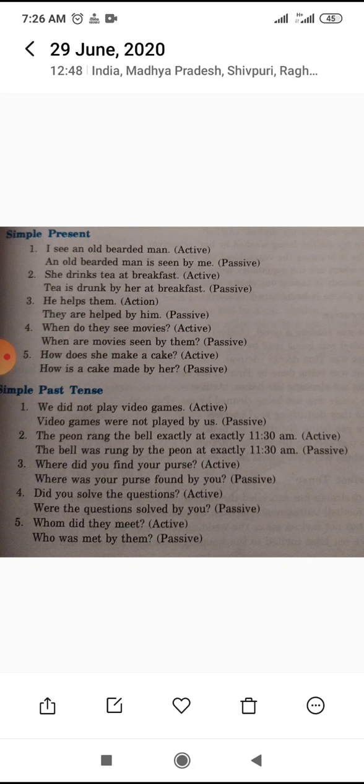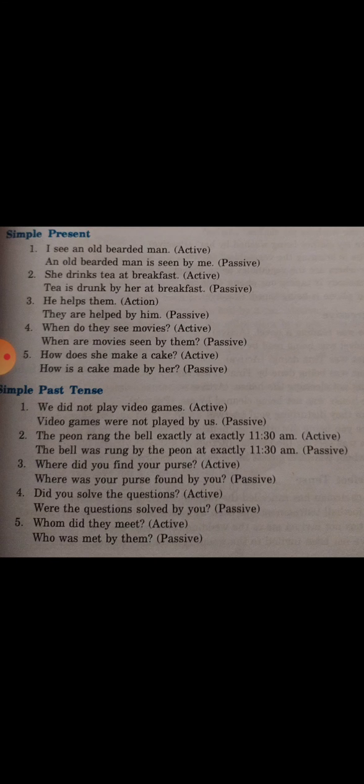Where did you find your purse? So, where was your purse found by you? You found your purse. So your purse was found by you. Was your purse found by you? And then, where was your purse found by you? Did you solve the questions? Were the questions solved by you? Whom did they meet? Who was met by them?